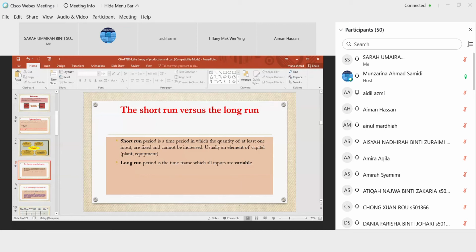But the next day you find that you have so much demand for your goreng pisang, and then you decide to get another stall, another stove, and another batter. So now you are moving into the long run. Why? Because your fixed input is no longer fixed. Now you can increase the number of your stoves and your batter.